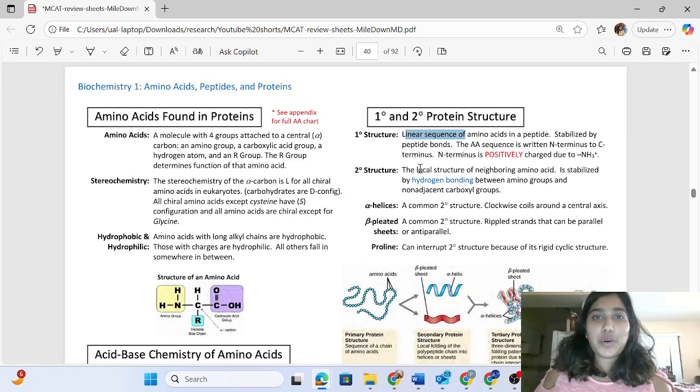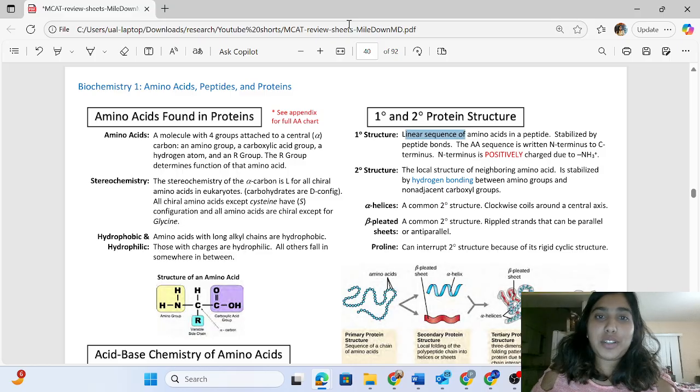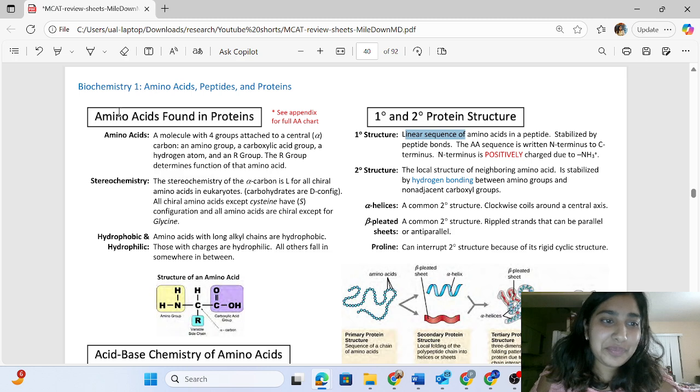Today we're gonna go over Chapter 1 Biochemistry for MCAT. We're gonna use the milestone review sheets to go over the topics. It has almost all the topics. Some of the things which it doesn't have, we're gonna cover at the end of Chapter 1 from here. So let's begin. First thing is, chapter 1 is amino acids, peptides, and proteins.